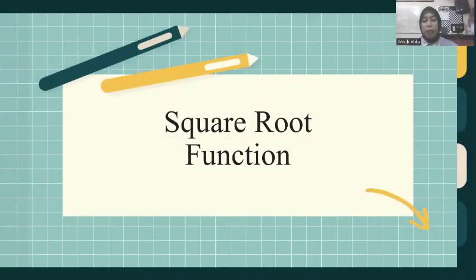Hello everyone. Today will be about square root functions and rational functions. What is a square root function?